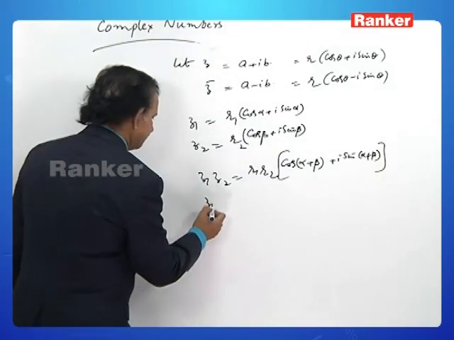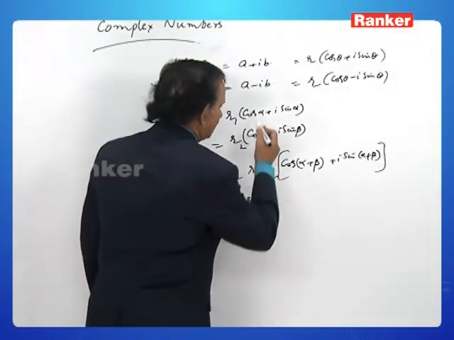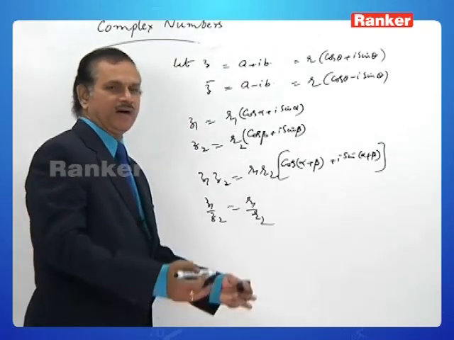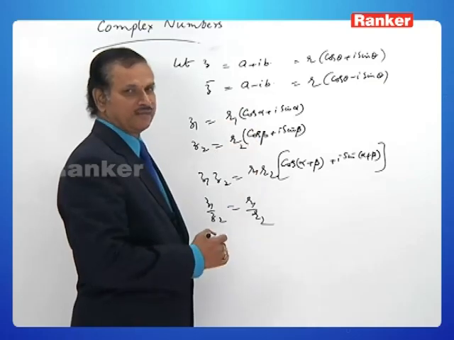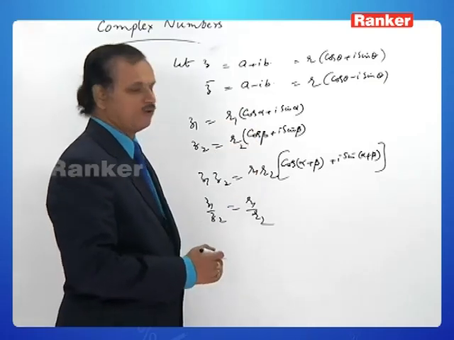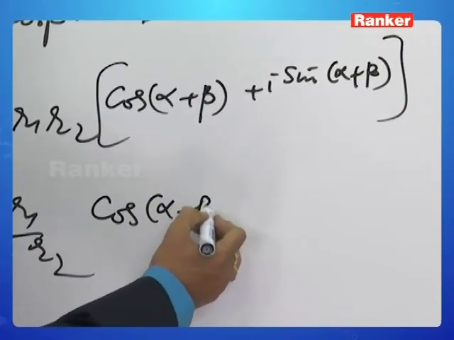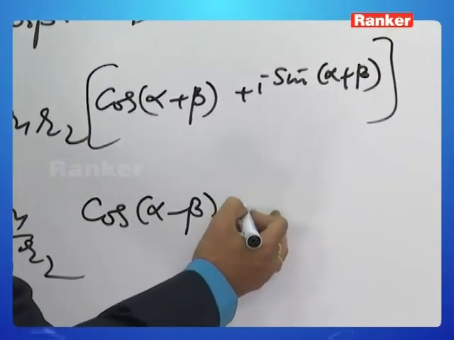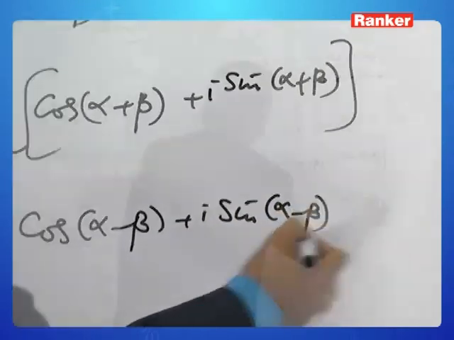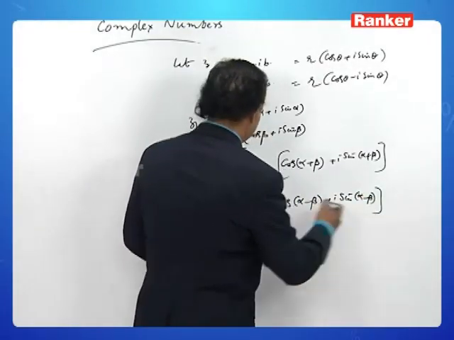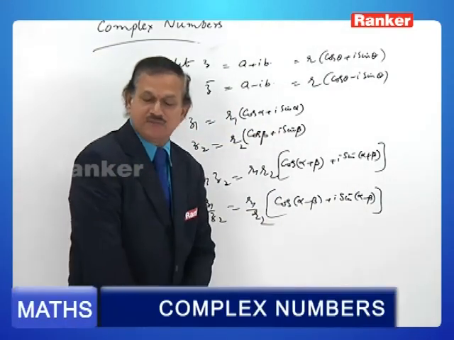And z1 by z2 is r1 by r2 into (cos alpha plus i sin alpha) by (cos beta plus i sin beta). If you multiply with cos beta minus i sin beta, both numerator and denominator, it can be taken as cos of (alpha minus beta) plus i sin of (alpha minus beta). It is not the matter to find z1 z2 and z1 by z2 here.